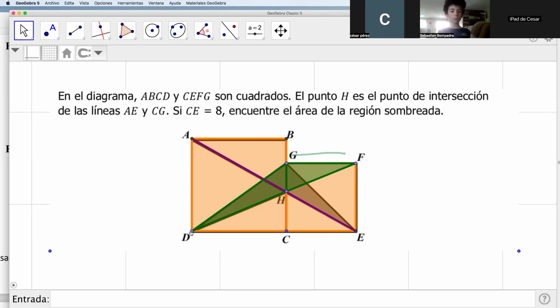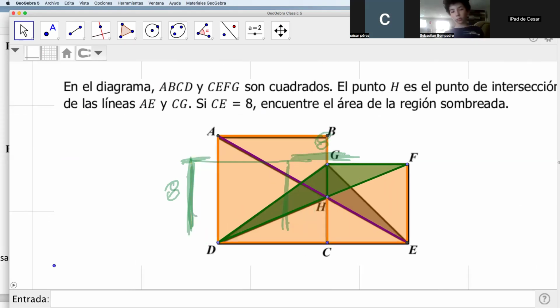You can see this triangle. If we use this as the base, this will be the height. This one. And this is A. And this one is equal to this one. So this is also 8. It's much easier. Do you understand this idea?